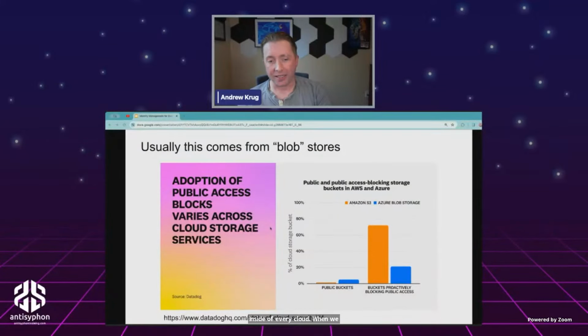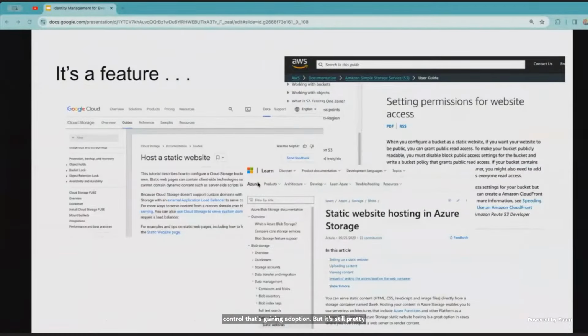When we studied this year, we actually looked, and the adoption of account level controls is actually increasing. So on the AWS side, a lot of folks are using public access blocks now, so you actually can't accidentally make things public. On the Azure side, they actually have an equivalent control that's gaining adoption, but it's still pretty low. It's only enforced on little more than 20% of accounts.